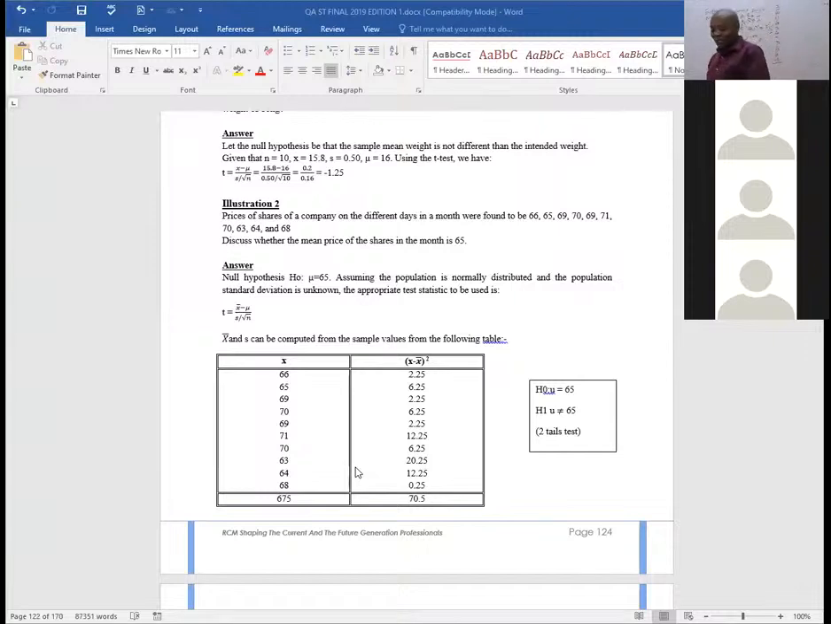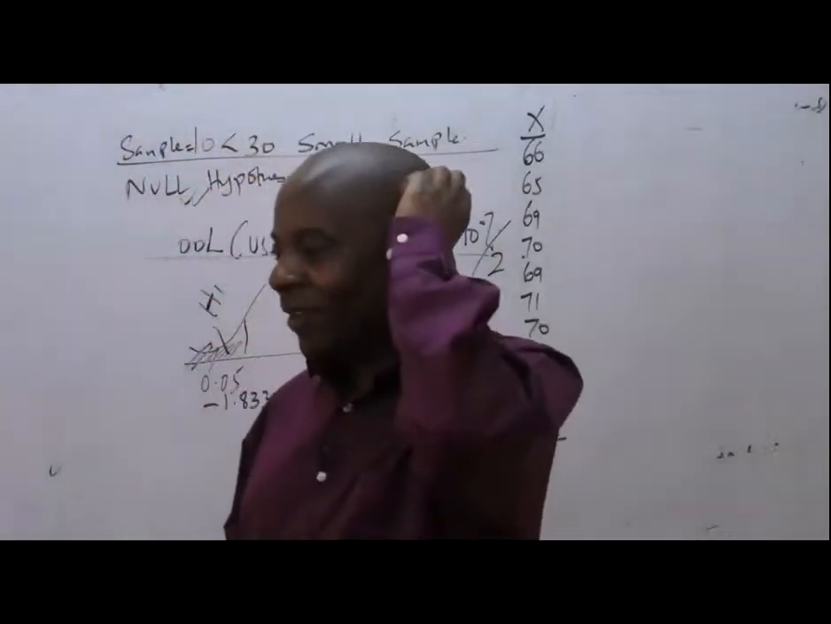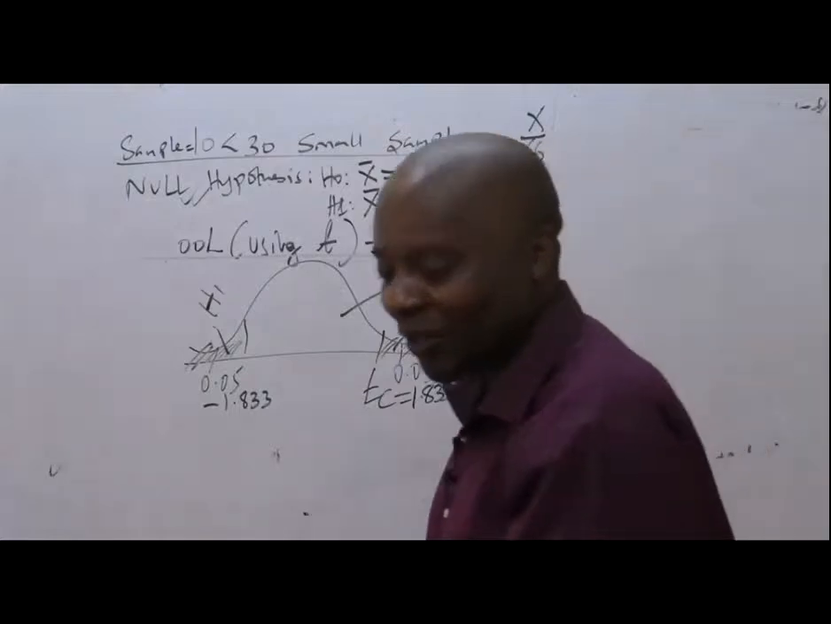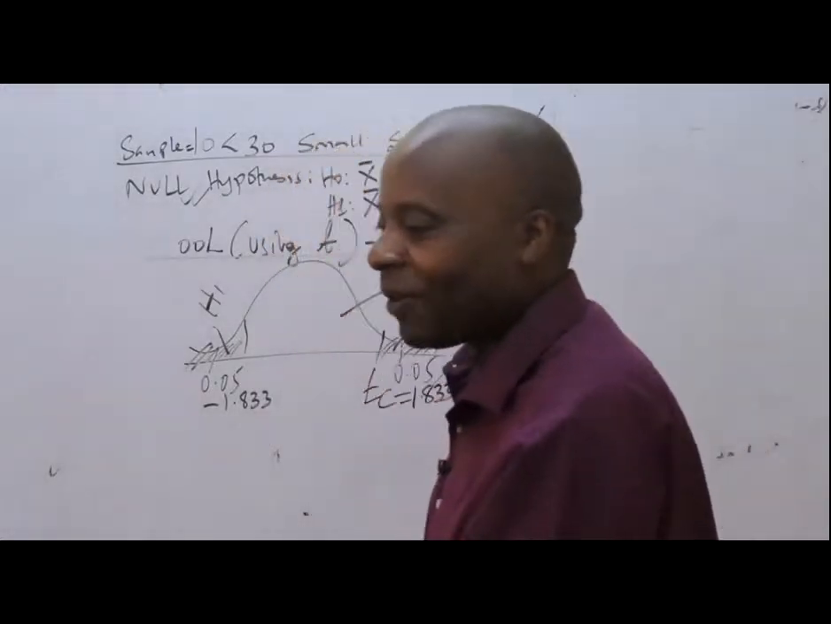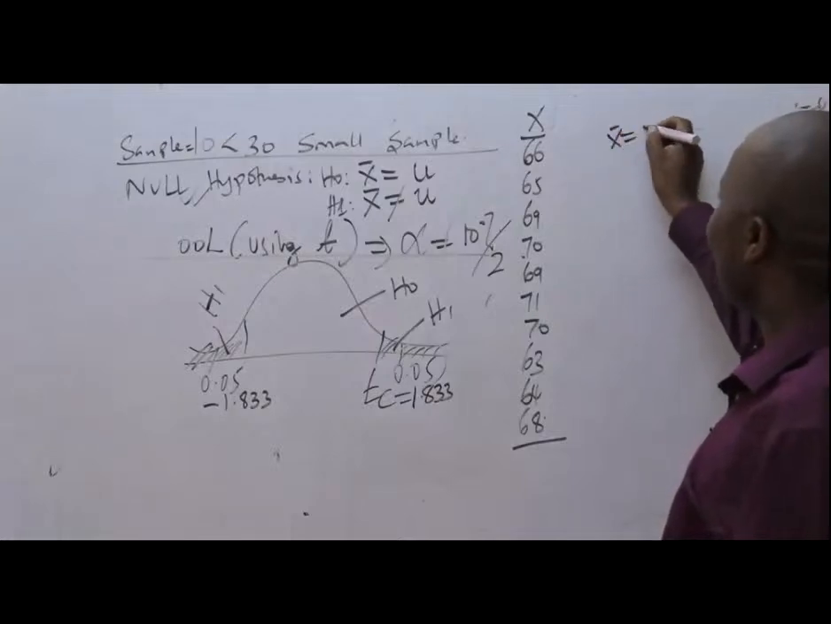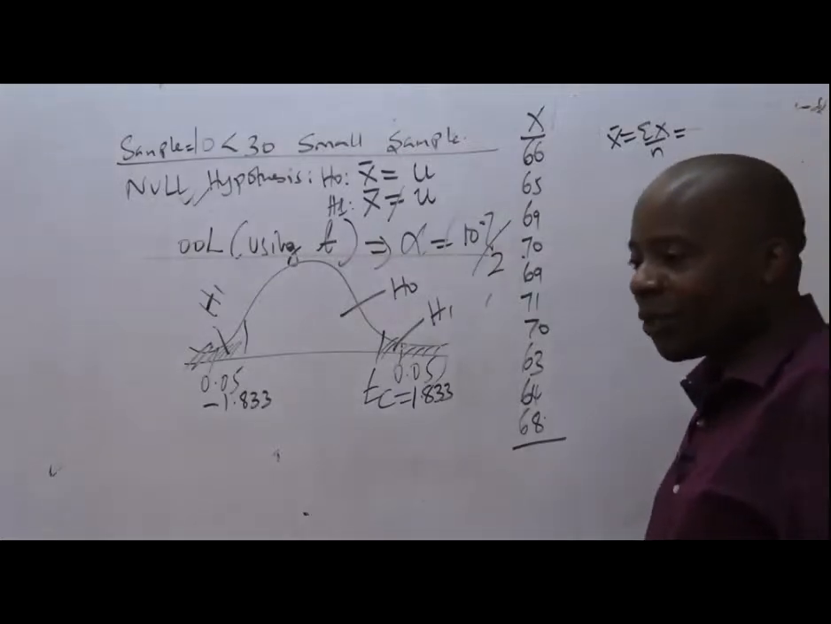You bright students of mine, all of you are bright, could you kindly help me out? What do you think shall I do to be able to get X bar? To get X bar is a very simple thing. The first thing you'll do is to come and add, give us the total. So X bar will be summation of X divided by N. Is there anybody who is able to give me the summation of X?